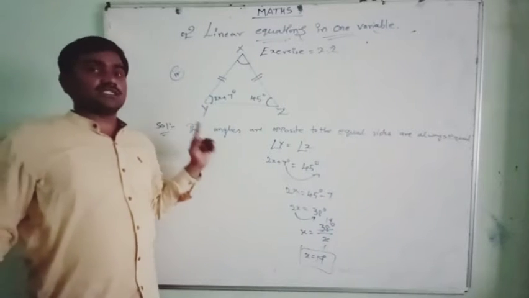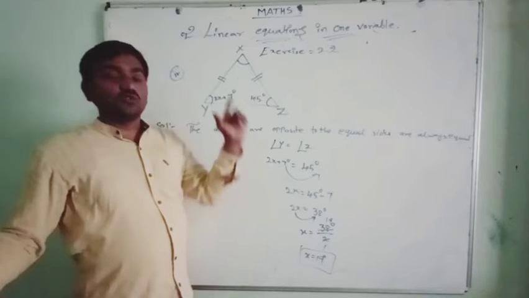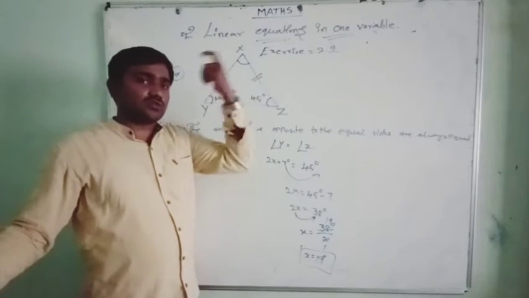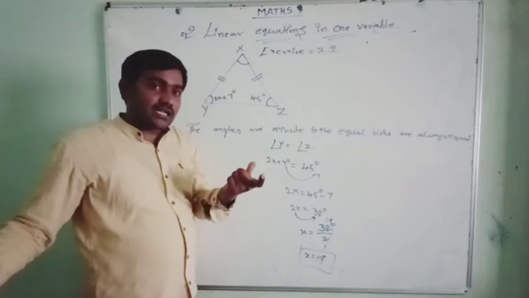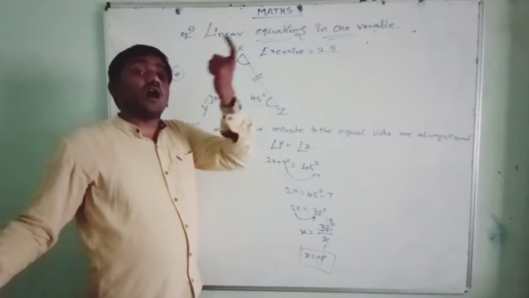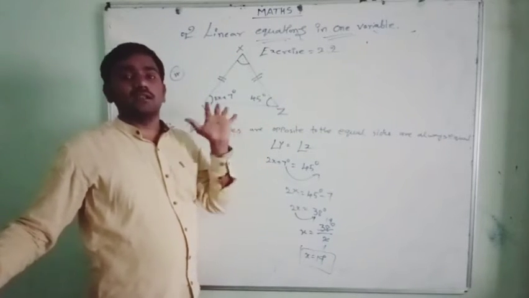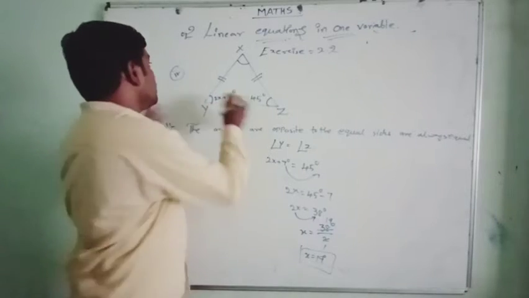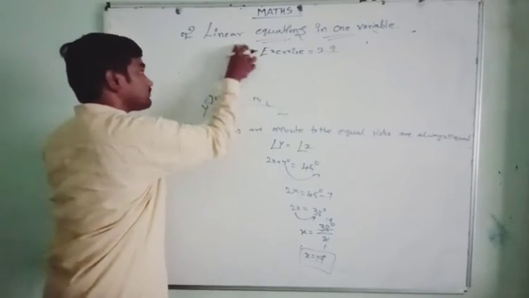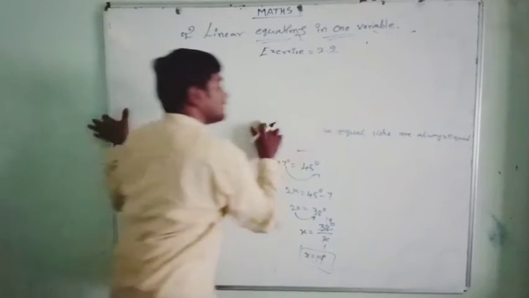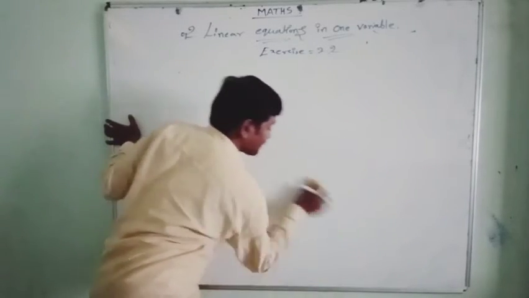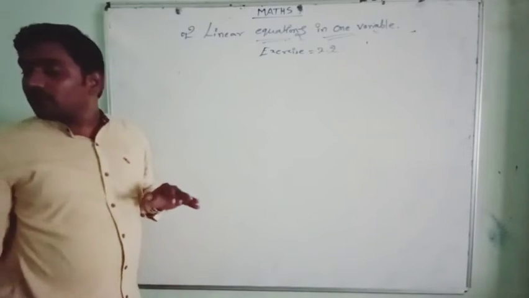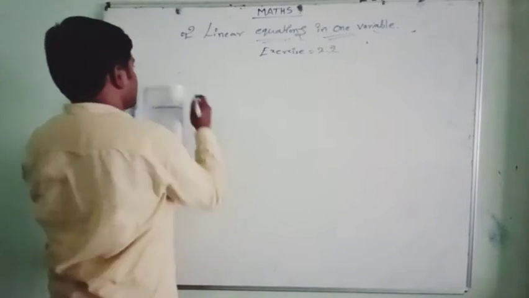I hope you understood this property. In any triangle, if two sides are equal, then the opposite two angles are equal. If two angles are equal, then the two opposite sides are equal in length. This you need to remember. So the last problem of this first bit, let us solve that question also. Here, the fifth one.